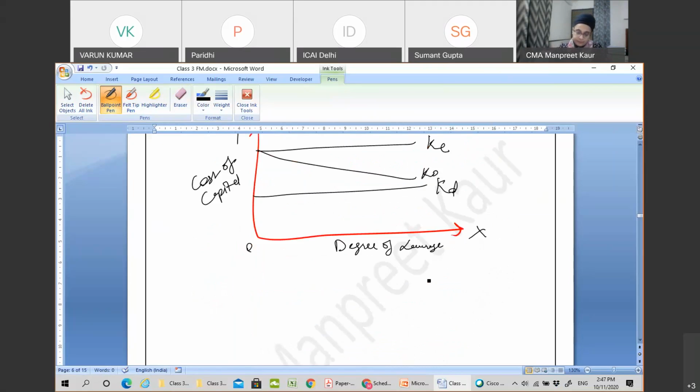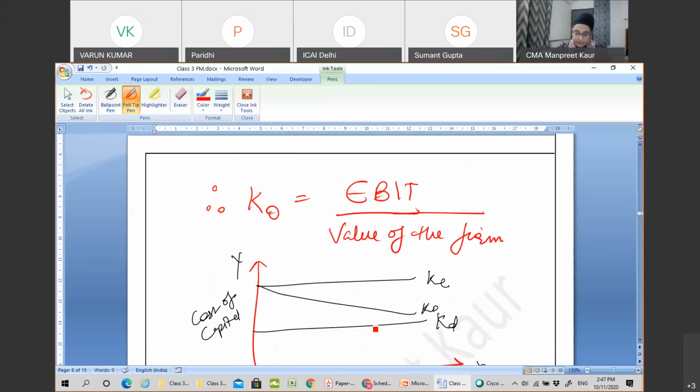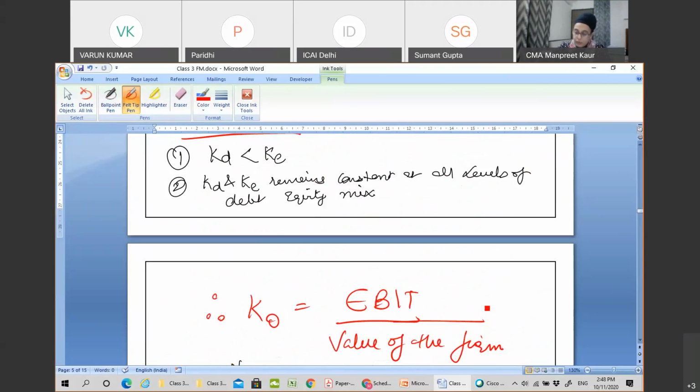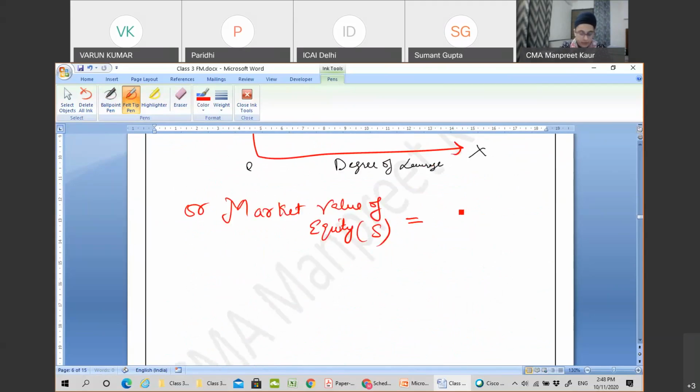Or we can say market value of equity, that is S. I've already written market value of the shares, that is S, is equal to net income divided by KE, cost of equity. Net income divided by KE. This is the net income approach.